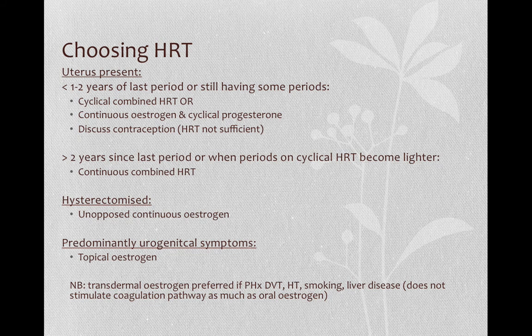If it's still within 1 to 2 years since her last period, or she's still having some periods, the HRT should be cyclical, and contraception actually needs to be addressed as well, because HRT is actually not sufficient for contraception. If it's been over 2 years since her last period, then continuous combined HRT is appropriate so that she doesn't have to have a withdrawal bleed or a period. For predominantly urogenital symptoms, however, there's no need to use systemic HRT in most cases, and a topical estrogen may be sufficient to help with those symptoms.